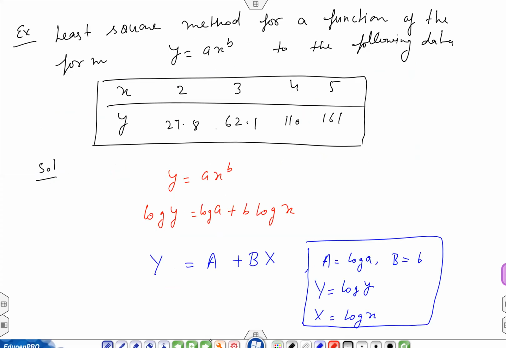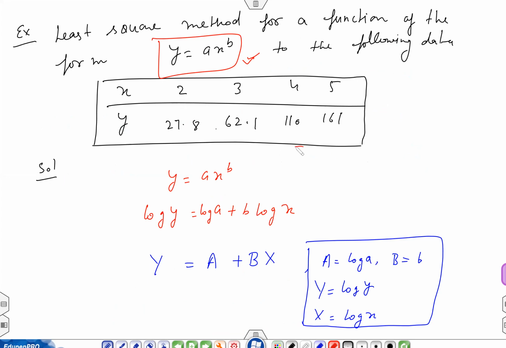Okay. So one more example. This is the example for the function. With the help of least square method, we can fit a function to the given data. So here the form of the function is given to you. The function form is given here, y equal to a into x raised to power b. So what you have to do, you have to fit this function in this data. So data is what? For these x values, y values are given.